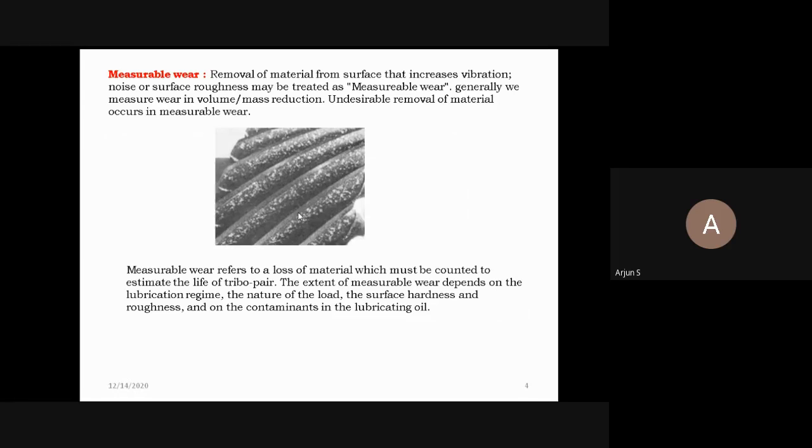Measurable wear usually refers to a loss of material which must be counted to estimate the life of a tribological component. The extent of measurable wear usually depends on the type of lubrication we produce, the nature of load, surface hardness, roughness, the contaminants present, the type of lubricating oil we use, and of course the environmental properties.